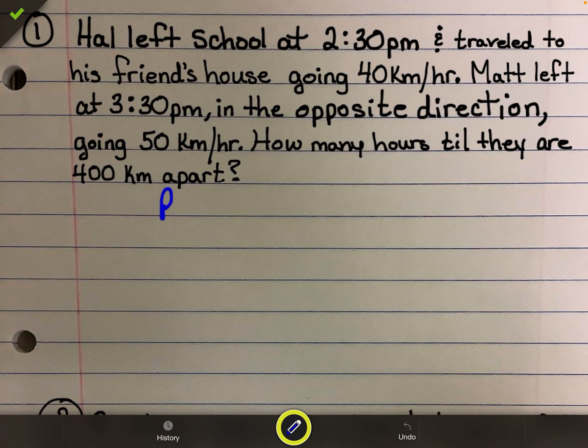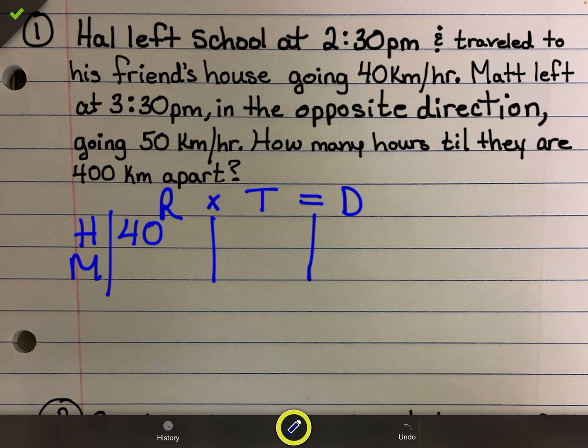So we're going to start by creating a table. Rate times time equals distance. That will be the titles of my columns. We're talking about the two people traveling, Hal and Matt. We know that Hal is traveling at 40 kilometers per hour and Matt is traveling at 50 kilometers per hour in the opposite direction. Hal leaves the school first, so we're going to say that he's been traveling for X hours, and Matt left 1 hour later, so his time is X minus 1.